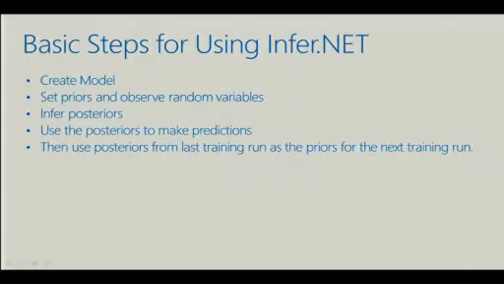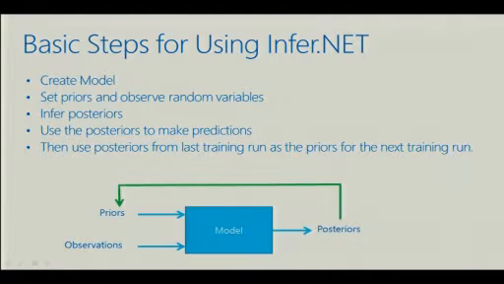One of the nice things about all this is that the posteriors from a certain training run can be fed back as priors to the next training run, and you can learn over time and improve your prediction. Shown in diagram form, you feed your priors or your initial conditions in, you make some observations or train the system, and you infer some posteriors, but those posteriors then feed back to make improved predictions going forward.